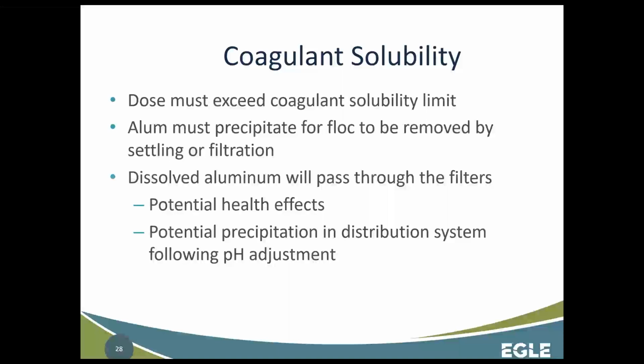So, coagulant solubility: the dose must exceed the coagulant solubility limit. We want this stuff to fall out of suspension. The alum must precipitate for floc to be removed by settling or filtration. We don't want to just have enough coagulant or alum in solution so that it's dissolved and then it passes through the system. It passes through the settling basin and ultimately through the filters.